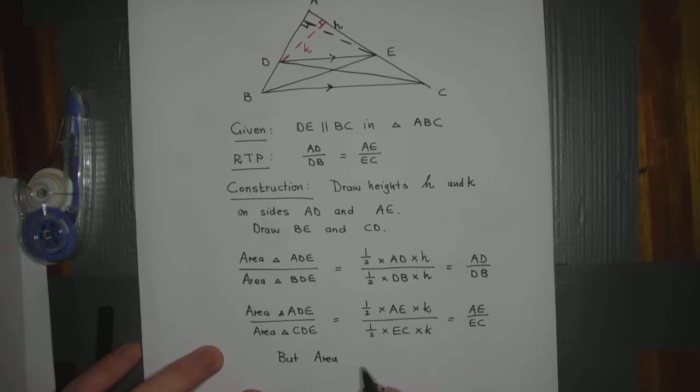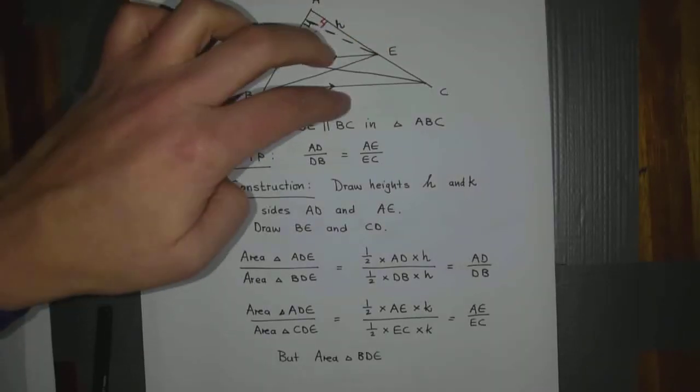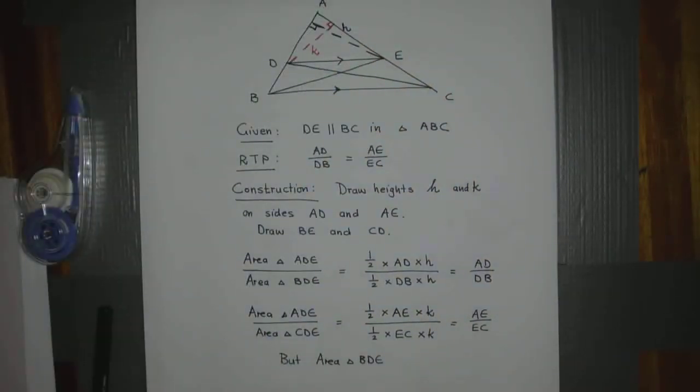But what can you tell me about the area of triangle BDE and the area of triangle CDE? That's again one of the stuff that we discussed right at the beginning. What can you tell me about the area of triangle DBE and triangle CDE? They're equal because they've got the same base, DE, and the same height, because they're between the parallel lines. So that means area of triangle BDE is equal to the area of triangle CDE, and the reason is going to be same base and height.